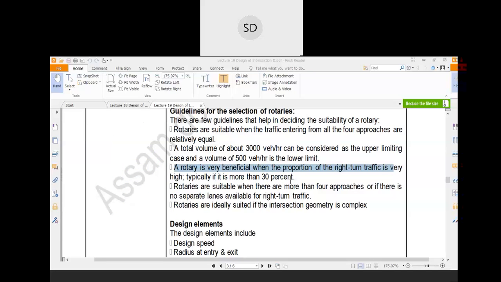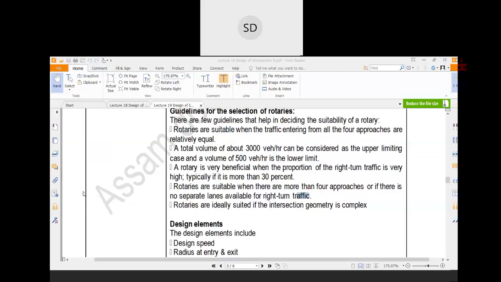Now, rotaries are suitable when there are more than 4 approaches, or if there is no separate lanes available for right turn traffic. If there is no separate lane for the right turn traffic, in such cases also you can install the rotary intersection. Now, if the geometry of the intersection is complex, in such cases, you can install rotary intersection.